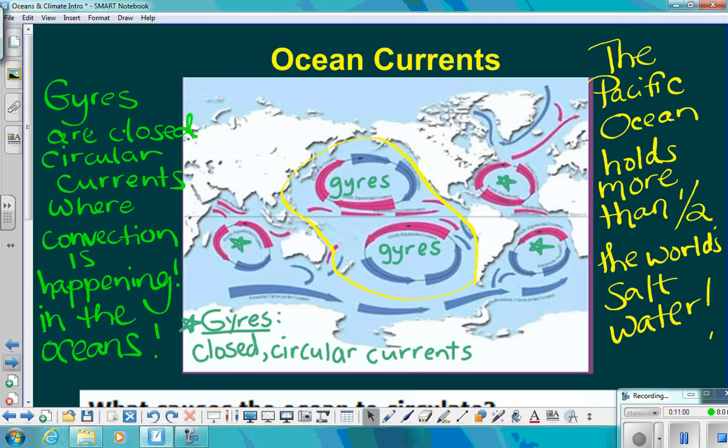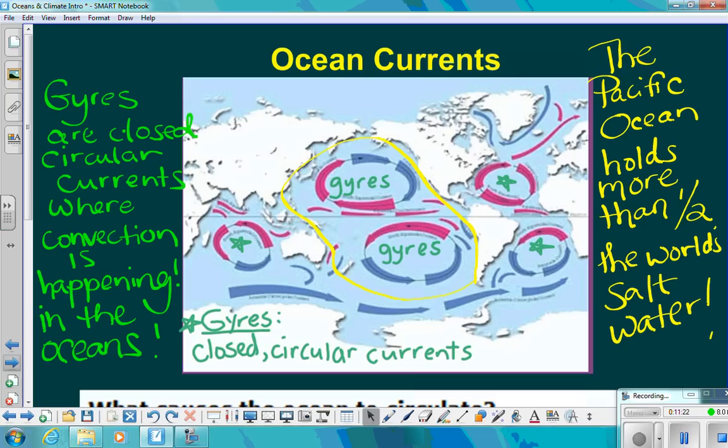Gyres. These are a type of ocean current, a closed circular current that's moving warm and cold water around the world. And this is a convection current. Colder water moving in and pushing warmer water about.